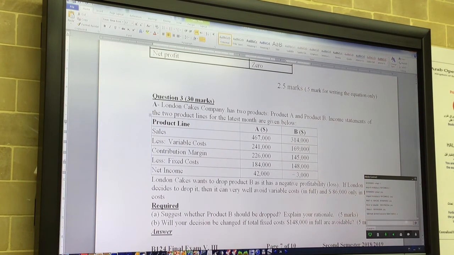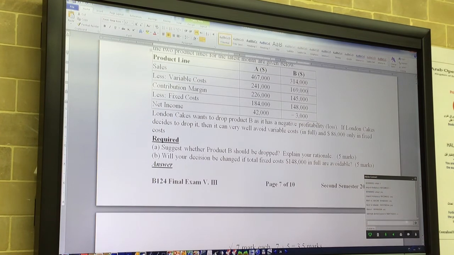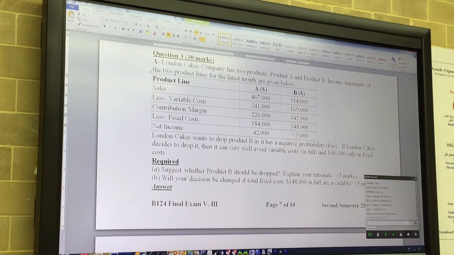So he asks you here about the decision. You will drop or you will not drop this department. So which department will you decide to drop? Department A or B? B. Why? Because you have a minus, a loss. So you will go to the decision. You will drop or not drop department B.